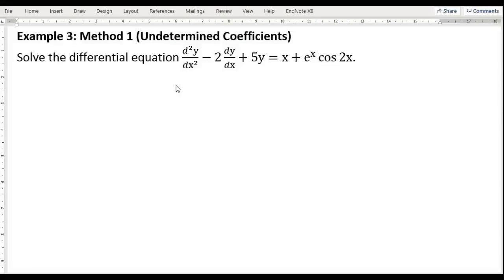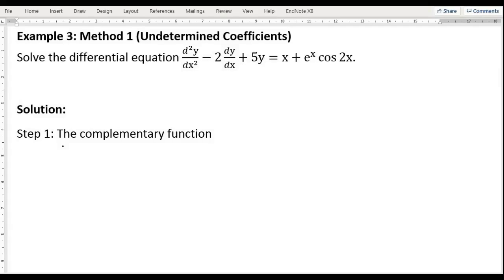Everyone, today we're going to proceed with another example of undetermined coefficients to solve the non-homogeneous second order differential equation. In this example, you are given the differential equation d²y/dx² minus 2 dy/dx plus 5y is equivalent to x plus e^x cosine 2x. If you look at the function f(x) here, it is a combination of three cases: the polynomial, the exponent, and of course the trigonometric function.